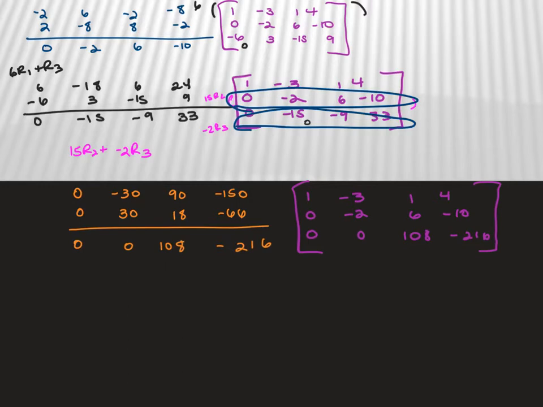So then what I would do at this point is get rid of this 108, right? So if I did 1 over 108, my system becomes 1, negative 3, 1, 4, 0, negative 2, 6, negative 10, 0, 0, 1, negative 2.